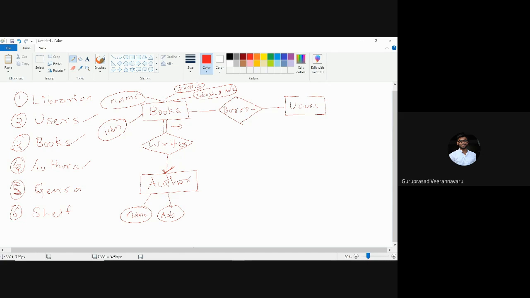Let's say librarian we will not keep for now. Librarian, it will basically... Okay, so let's say we have librarian also.